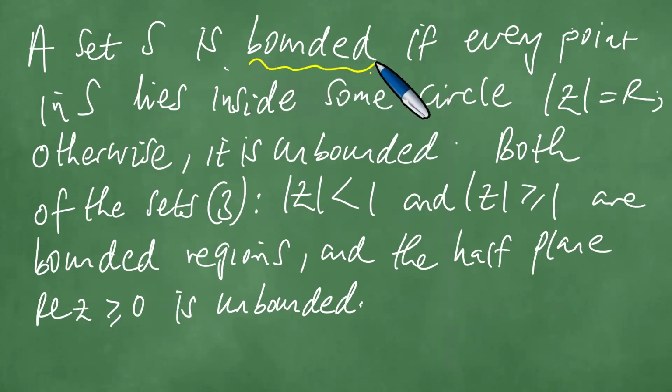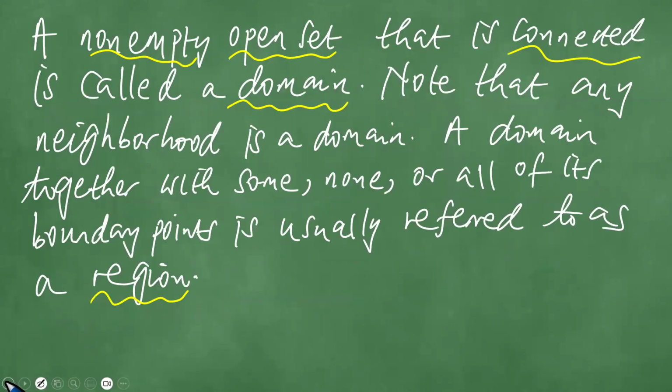So here we define a bounded set. A set is bounded if every point in S lies inside some circle, otherwise it is unbounded. So in other words, that set there, we've already seen that it is bounded. Why is it bounded? Because every point in the set lies inside some circle. Okay, that one obviously is some circle there.